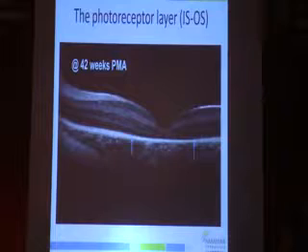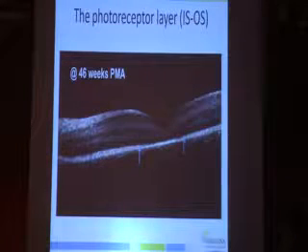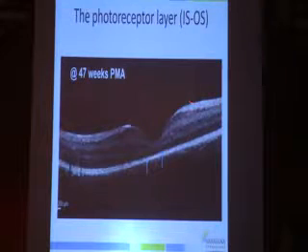So here it is, at 38 weeks. At 42 weeks, it's coming closer, but it's still not two distinct layers. At 46 weeks, it's almost coming closer. Also notice that the outer plexiform layer is fusing. And then at about 47 or 48 weeks, that's what studies have shown.